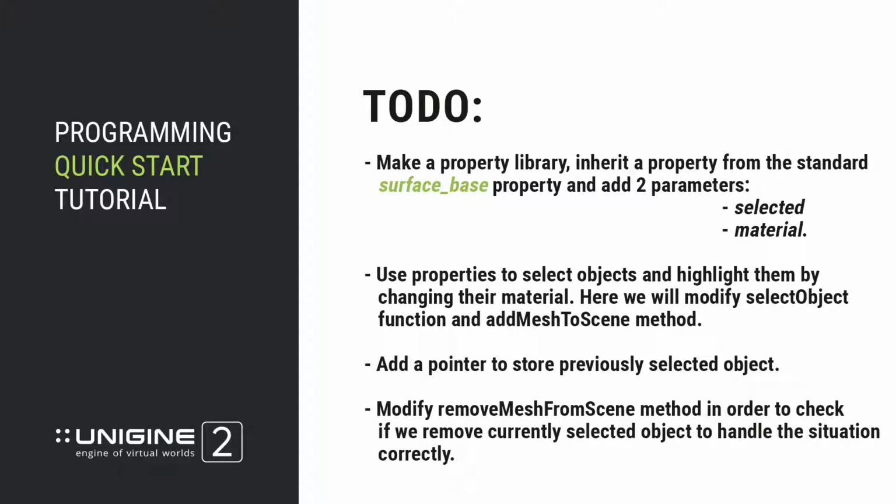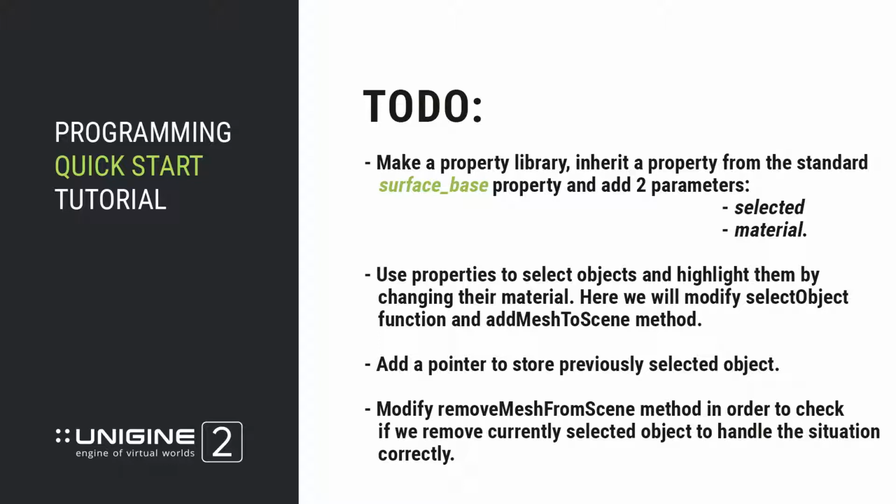We're going to use properties to select objects and highlight them by changing their material. Here, we will modify selectObject function and addMeshToScene method, utilize our mouse input handler, getObjectUnderMouseCursor, and selectObject methods from the previous sections. We're going to add a pointer to store previously selected object to reset back its material.